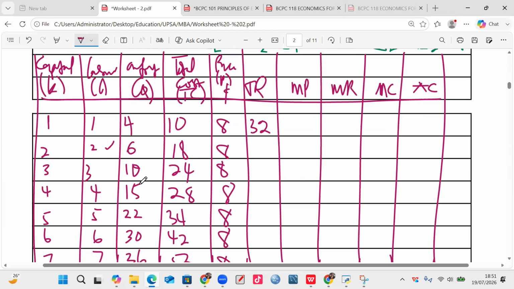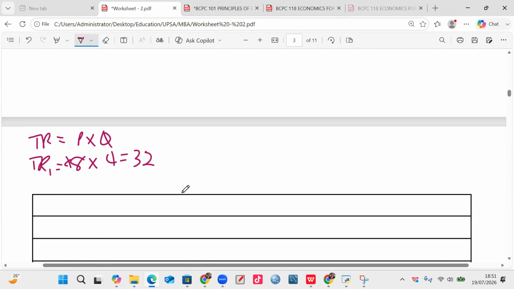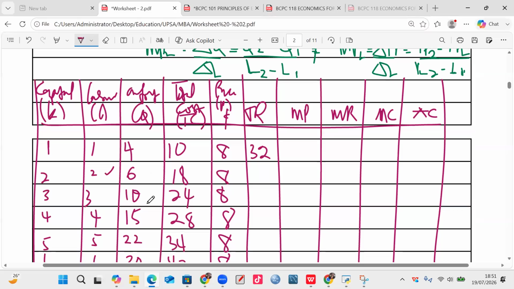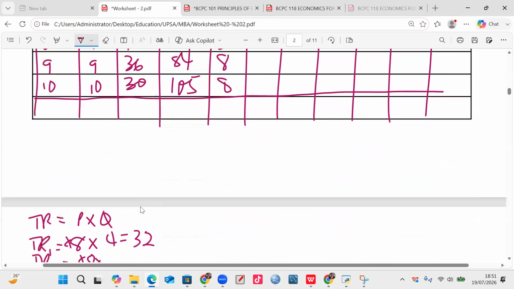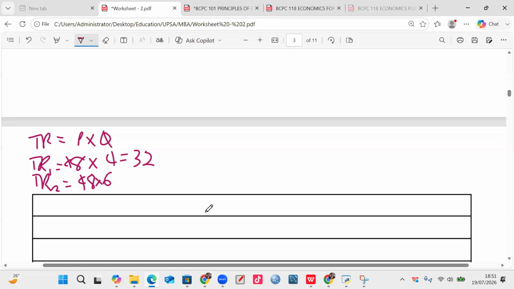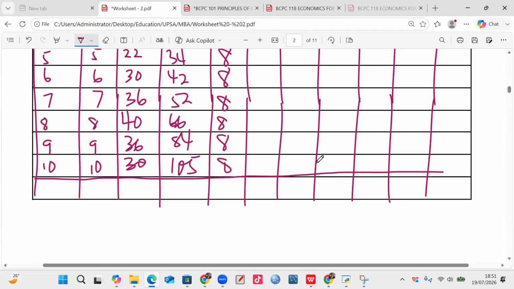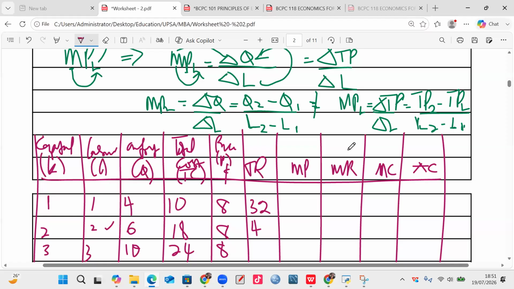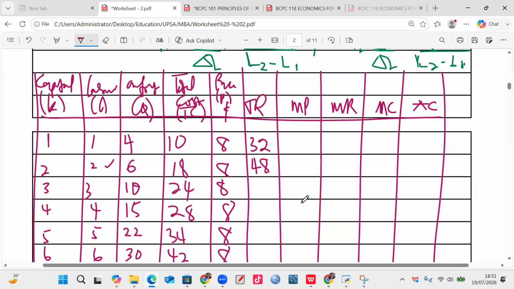Then we go to labor 2. So we go to TR2. The price is 8 throughout. What is the quantity for labor 2? 6. What was it? 48. Are you good? Yes, please. 48.